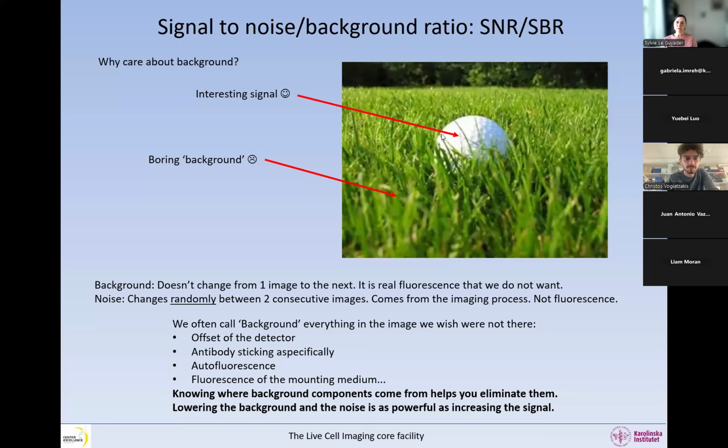And you can see this stuff with the ball is that either you cut the grass or you get a bigger ball. So if you're stuck with this size of ball when you play golf, you don't want to play with a football, right? So then you must realize that lowering the background and the noise is as powerful as increasing the signal. So when we do not see what we want to see in the image, we have a tendency to want to increase the signal. But very often what we need to do is work on the background and the noise. So cut the grass, please.